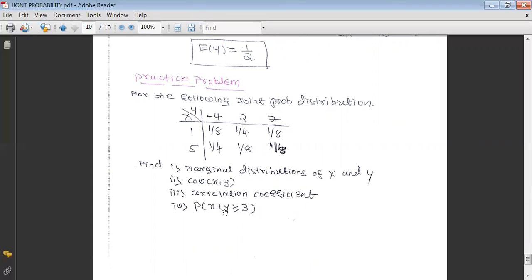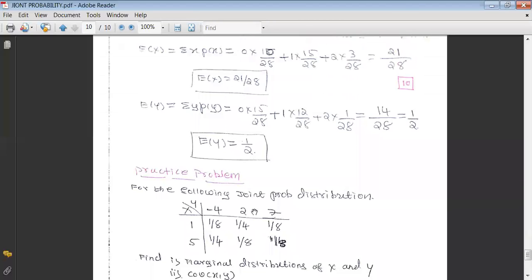And the last part here, try to give the possible values for x and y so that the sum must be at least 3 or more. So try to find such possibilities and add the corresponding probabilities.